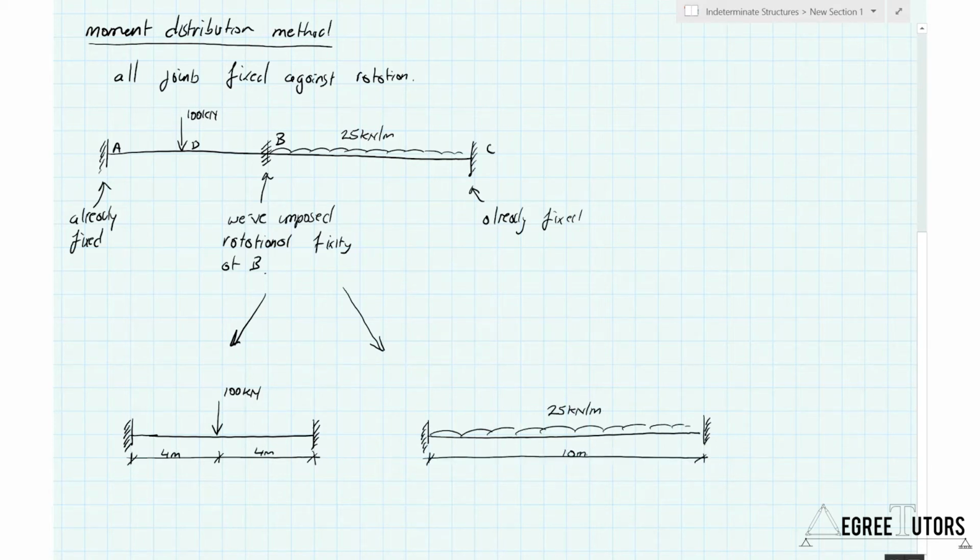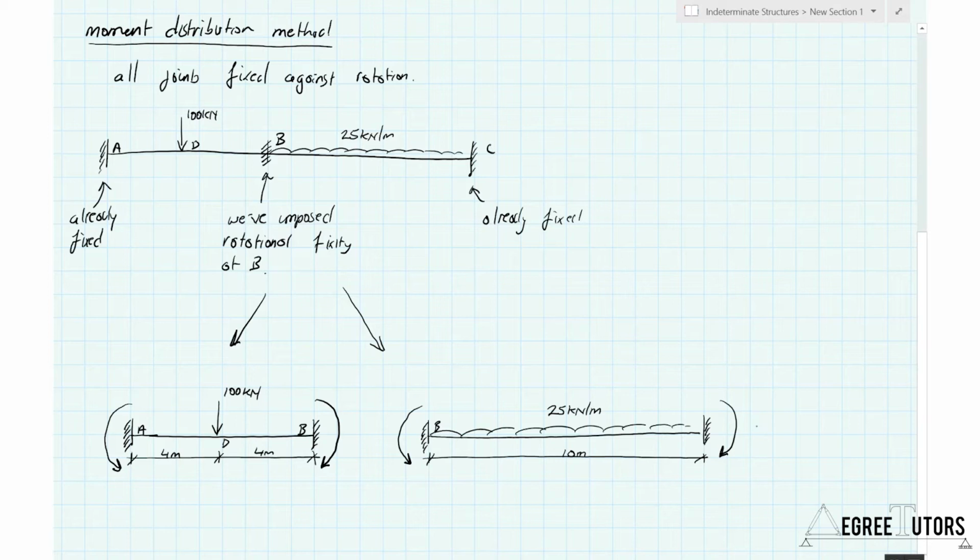Okay, now, if we think about these as two independent structures, well, we know that a reaction moment would develop on support B like so. This would be a clockwise moment, and an anti-clockwise reaction moment would develop at support A. Similarly, we would have an anti-clockwise moment on the other side of support B for the right-hand structure, and a clockwise moment for the right-hand support of the right-hand structure.